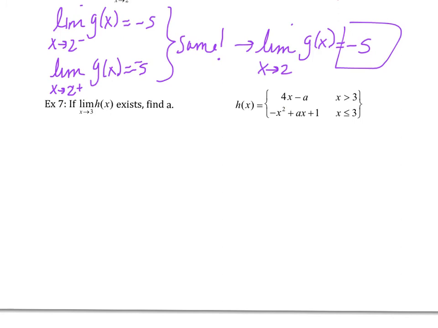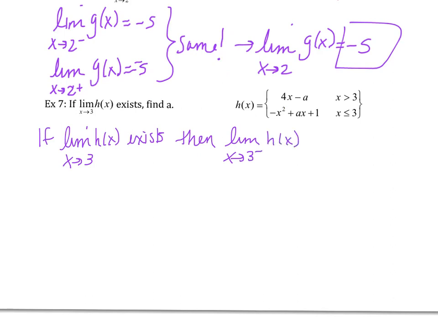In this last problem, we are told that if our limit exists as x approaches 3 for our function h of x, we want to find the a value. So let's think about what this means. In order for a limit to exist, we know that the limit from the left has to equal the limit from the right. Let's write that down. So if the limit as x approaches 3 of h of x exists, then the limit as x approaches 3 from the left of h of x is equal to the limit as x approaches 3 from the right of h of x.